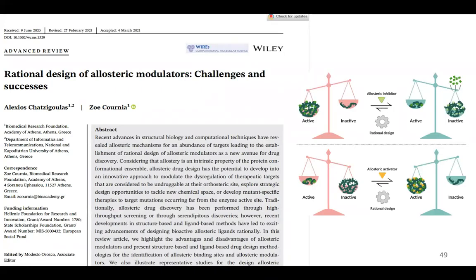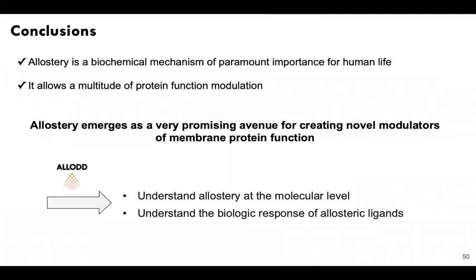This is a review that we wrote with Alexis Tadjoulas on the rational design of allosteric modulators, just in case you're interested for more reading. So we have covered many different cases than those that I had the time to present today.